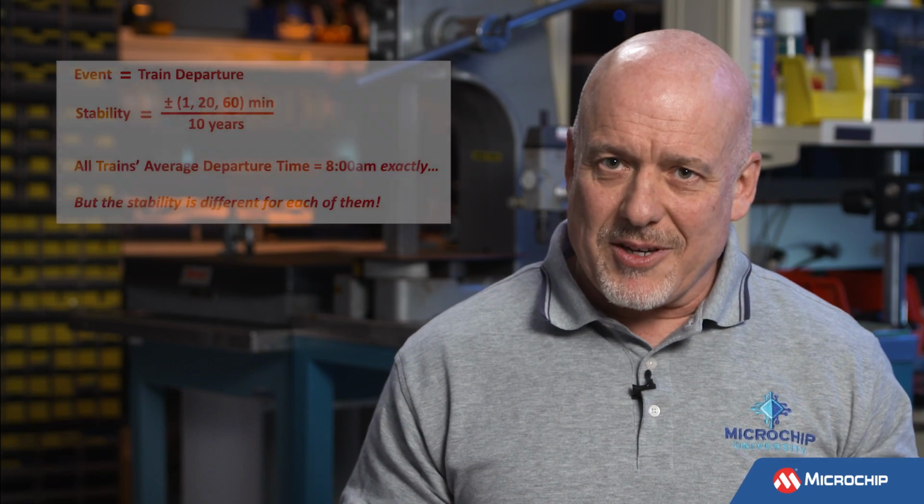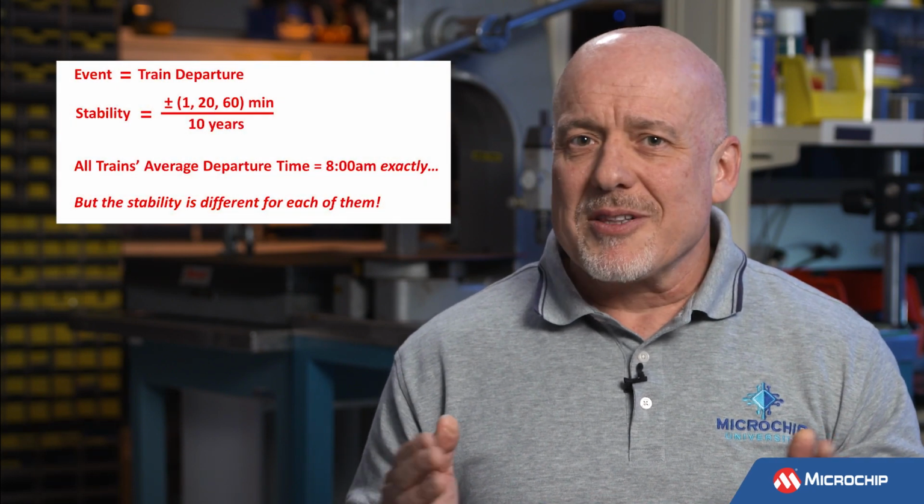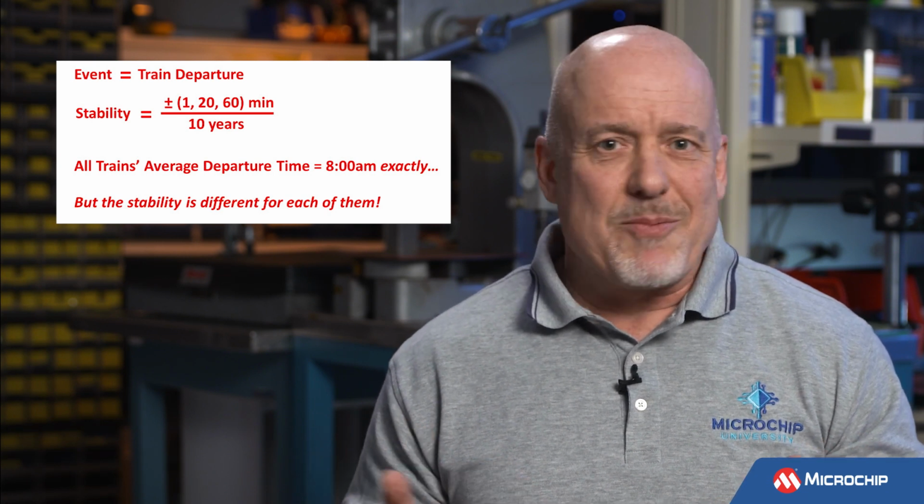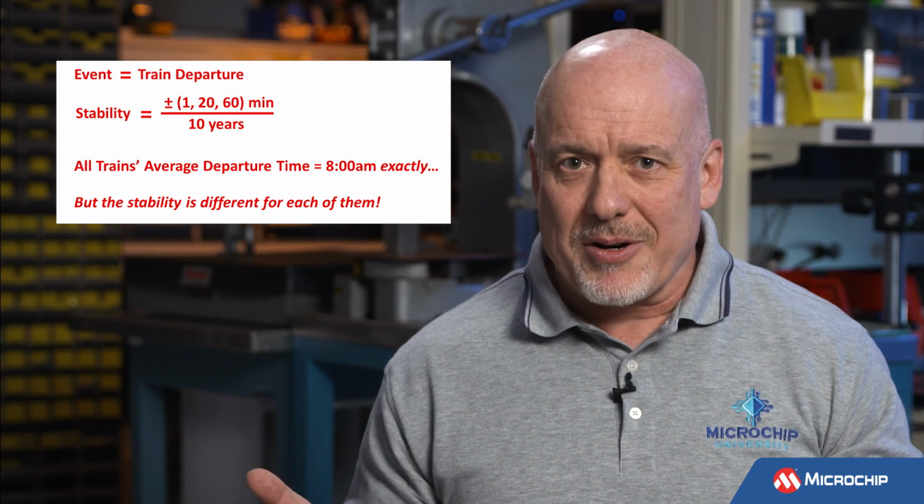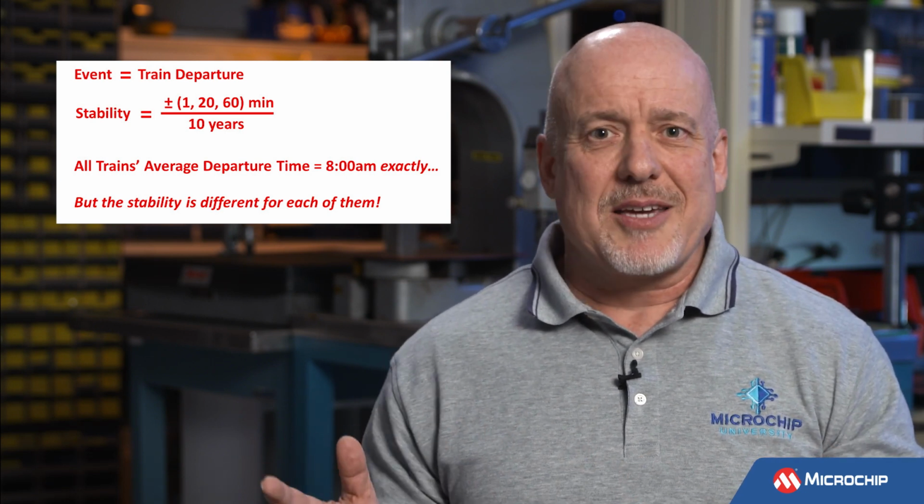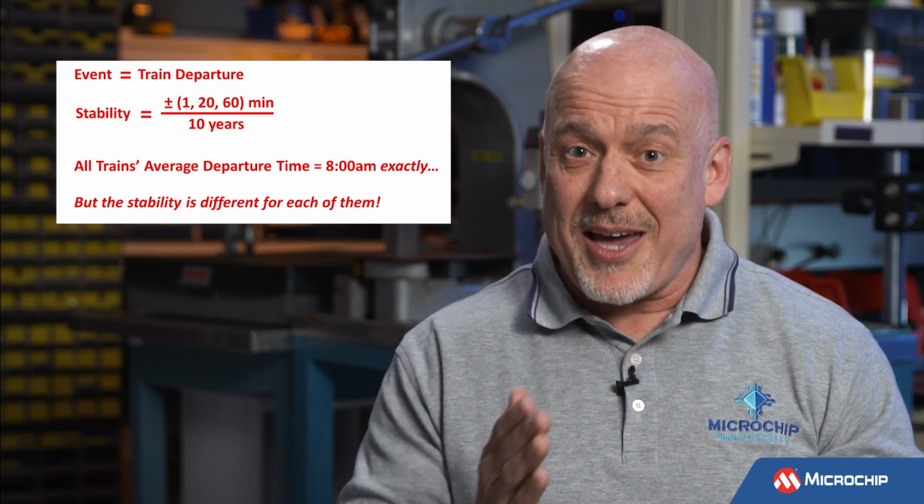So to discuss the difference between stability and accuracy, I'm going to go back to using that 8 a.m. daily train departure example to make things a little more clear. But first, we need to understand the difference between an average departure time, an average event time, versus a stable event. So in the previous video, we talked about a train which had varying levels of stability because its departure time window could have been plus or minus 20 minutes or 1 minute or 1 hour, but the average for all of those cases, all three of those trains, could have still been exactly 8 a.m. So the average is the same, but the stability is different for all of those cases.